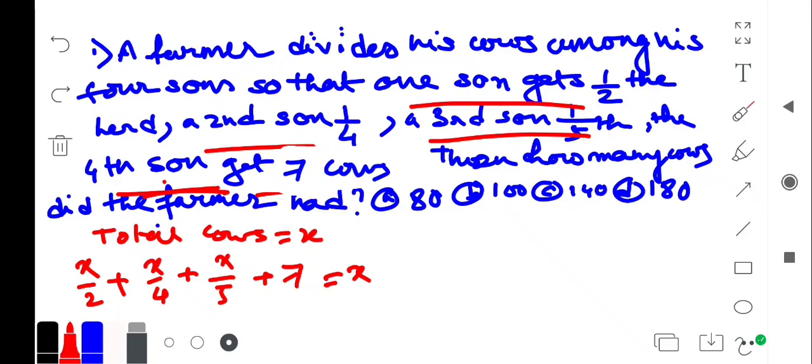Those boys or men, the number of cows they have should depend on the total number of cows, because it is given that the first son gets half of the total cows, second son gets 1/4 of the total cows, and the third son gets 1/5 of the total cows, but the fourth son gets a fixed amount of cows, that is 7 cows he gets.